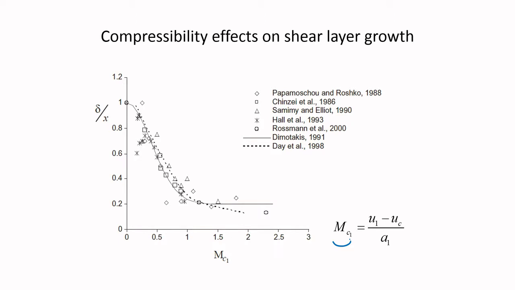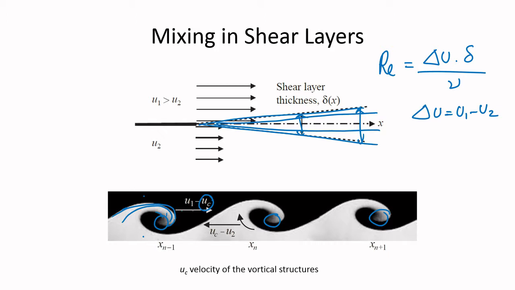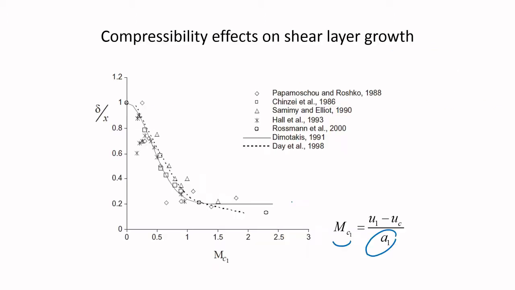As such, it turns out that it's very non-intuitive. If we define a convective Mach number like this, where Mc1 is equal to u1 minus uc, where uc is the convective velocity, divided by the sound speed in fluid 1, that is the difference between u1, the free stream velocity of fluid 1, minus uc divided by a1, and that is my convective Mach number.